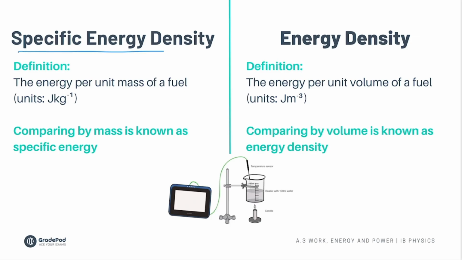Specific energy density is defined as the energy per unit mass of a fuel. So if you have 1 kilogram of coal, how much heat energy can we get out of that? And the energy density, which looks very much like the specific energy density, I get that, is defined as the energy per unit volume of a fuel. So if we were to look at it on the coal, it's like how much energy can we get out of 1 cubic metre of coal? You can see that specific energy density refers to mass and energy density refers to volume. And it's important that you understand the difference between those two.